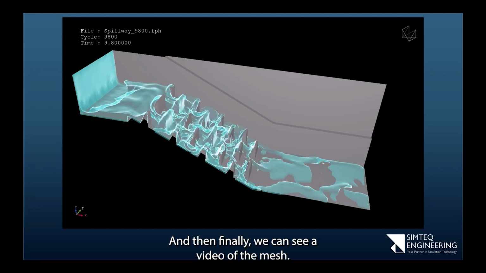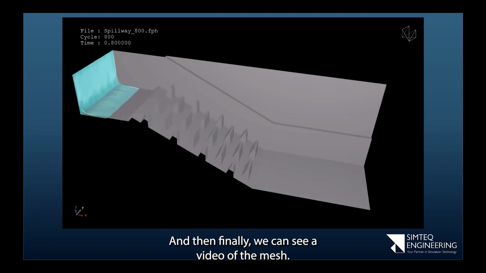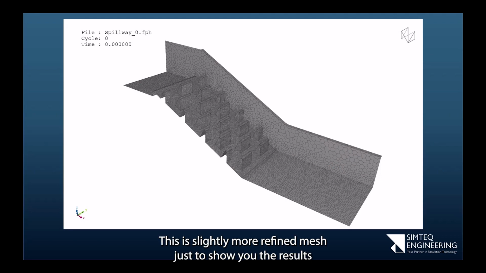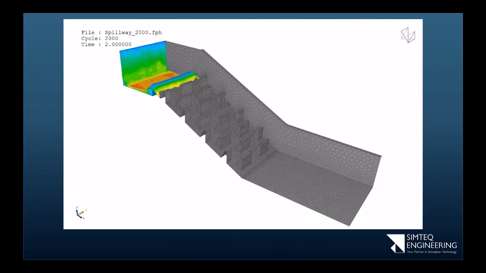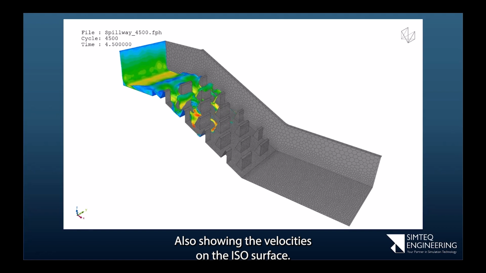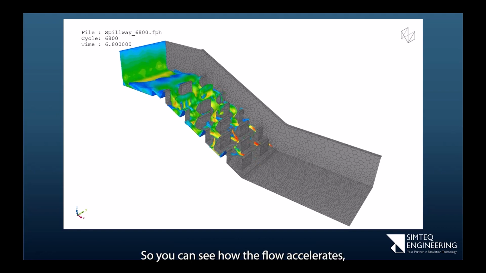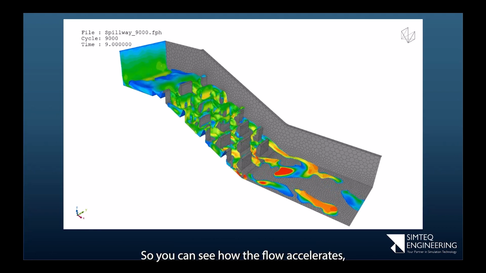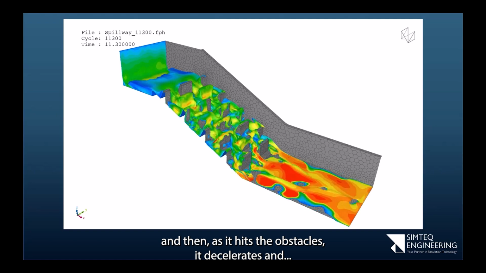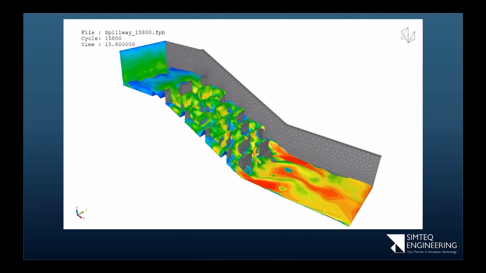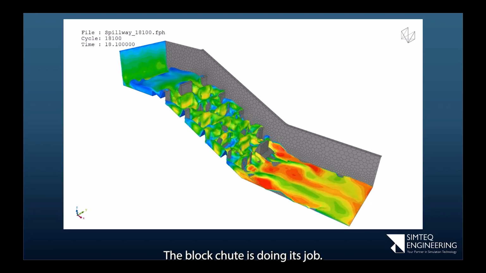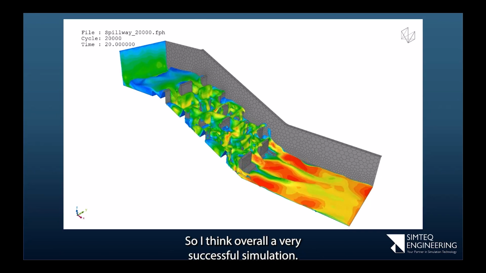And then finally, we can see a video of the mesh. This is a slightly more refined mesh, just to show you the results on a slightly more refined mesh running for the full 20 seconds. Also showing the velocities on the ISO surface. So you can see how the flow accelerates, and then as it hits the obstacles, it decelerates, and the block chute is doing its job. So I think overall, very successful simulation.